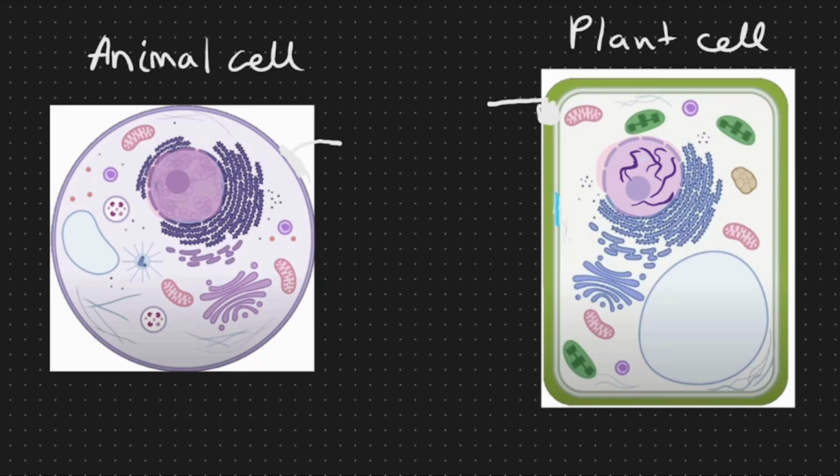Here it's this part, let me take a different color. It's this part, which is inside of the cell wall here. So that's one of the key differences. The plant cell has a cell wall, whereas the animal cell doesn't. And also the plant cell has chloroplasts, which the animal cell, as you can see, doesn't have.